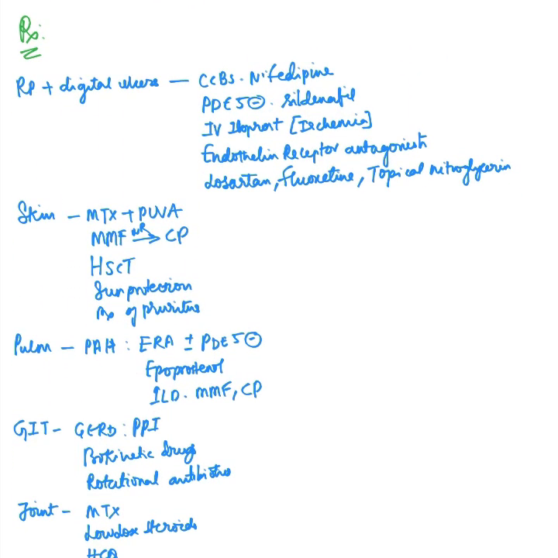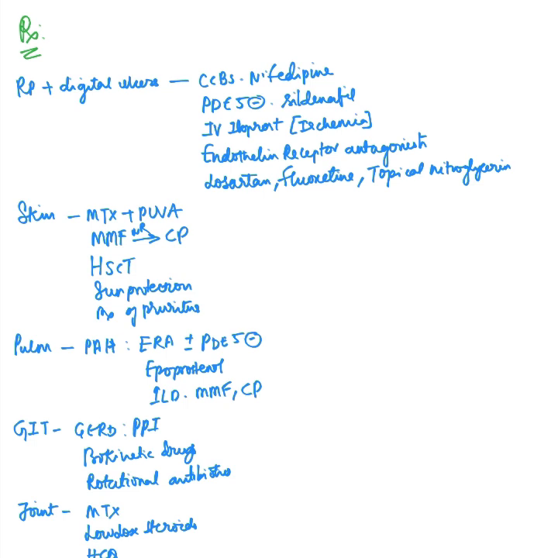Coming to management, for Raynaud's phenomenon and digital ulcers, we can go for calcium channel blockers. They are first line treatment. In that, nifedipine is tried. Then phosphodiesterase 5 inhibitors such as sildenafil and tadalafil. And if there is any impending ischemia, risk of ischemia, then we can go for IV iloprost.